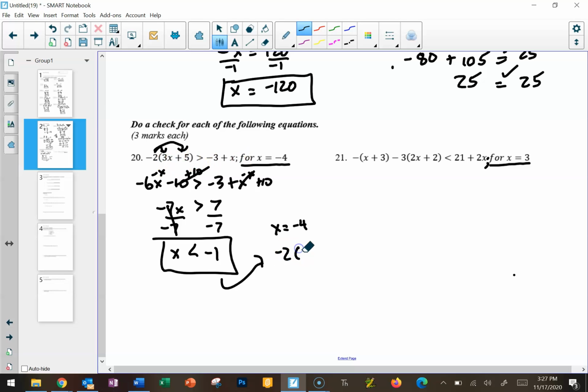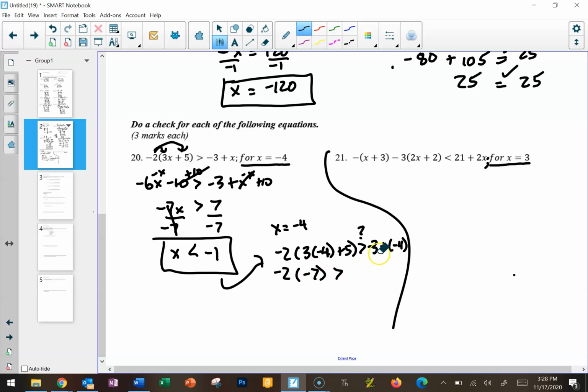So negative 2, and then 3 times x, so x is negative 4, plus 5. Ran out of space here, sorry. And is that indeed greater than -3 plus x, which is -4? So let's just solve inside the brackets first. I'll keep the -2 out front. We've got 3 times -4 is -12, and -12 plus 5 is going to be -7.